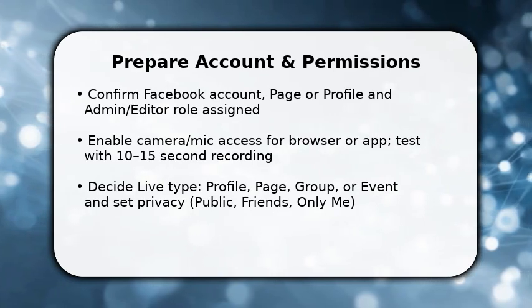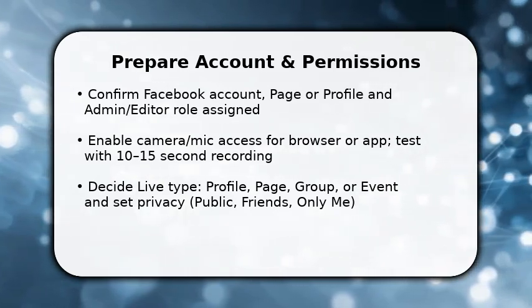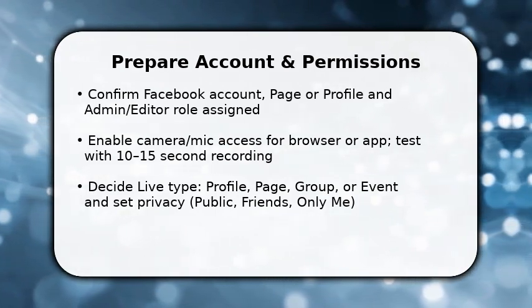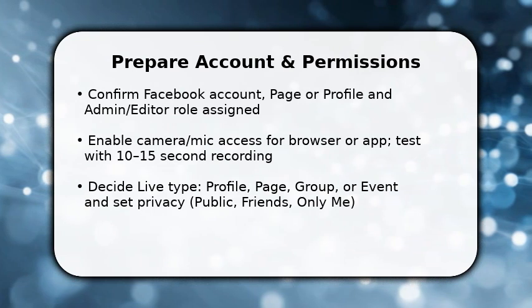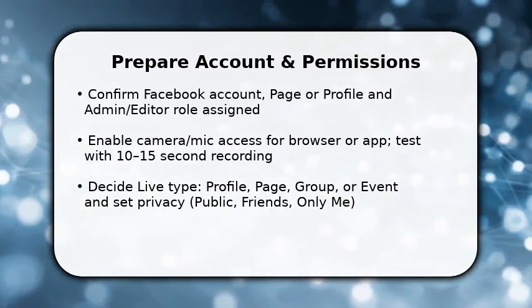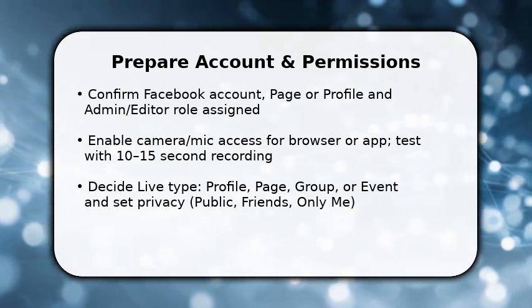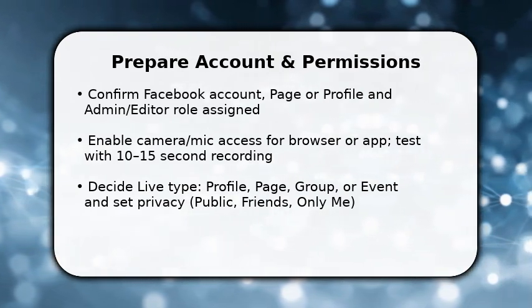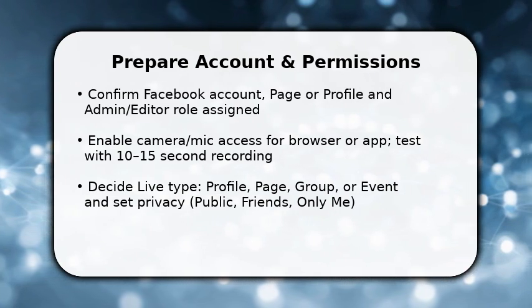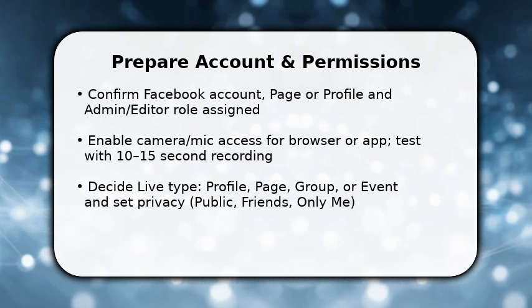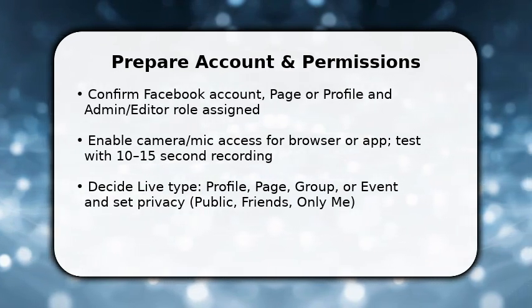Enjoy the video. You start by getting permissions and hardware ready. Sign into the Facebook account with admin access to the page or the profile you'll stream from, and grant camera and microphone rights to the app or browser. Once done, open the live interface and choose whether you're streaming to a profile, page, group, or event. Make sure privacy settings are set to public or the intended audience. Then run a short 10-15 second test recording to confirm audio and video levels before you move forward.